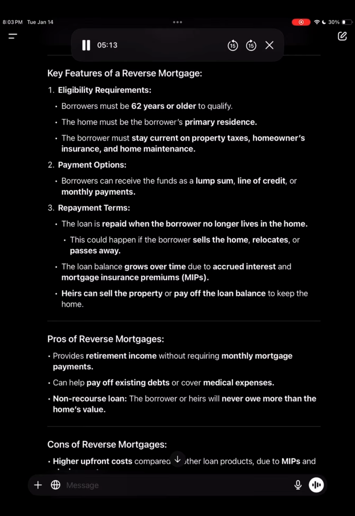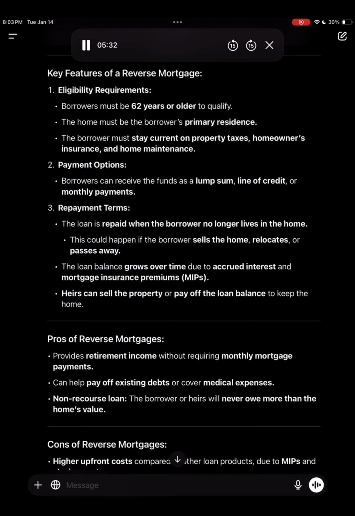3. Repayment terms. The loan is repaid when the borrower no longer lives in the home. This could happen if the borrower sells the home, relocates, or passes away. The loan balance grows over time due to accrued interest and mortgage insurance premiums.